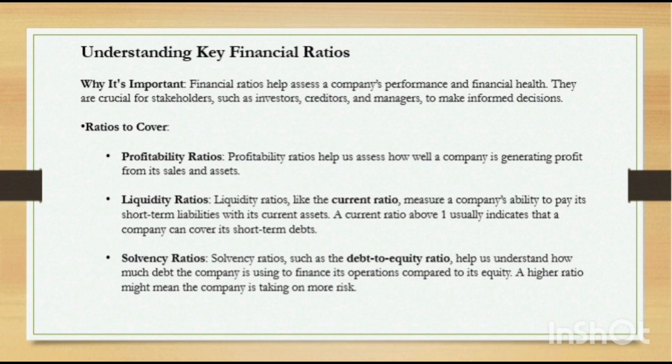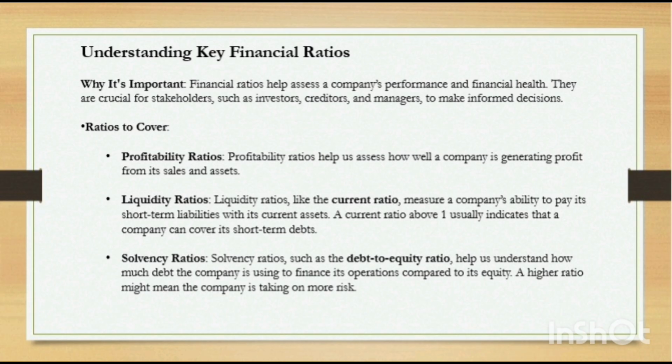Next, let's talk about liquidity ratio, which show us if a company can meet its short-term obligations. Liquidity ratio, like the current ratio, measures a company's ability to pay its short-term liabilities with its current assets. A current ratio above one usually indicates that a company can cover its short-term debt. For example, let's say your bakery has 50,000 in cash and receivables and your short-term liability are 40,000. Your current ratio would be 1.25, meaning you have more than enough asset to cover your short-term debt.